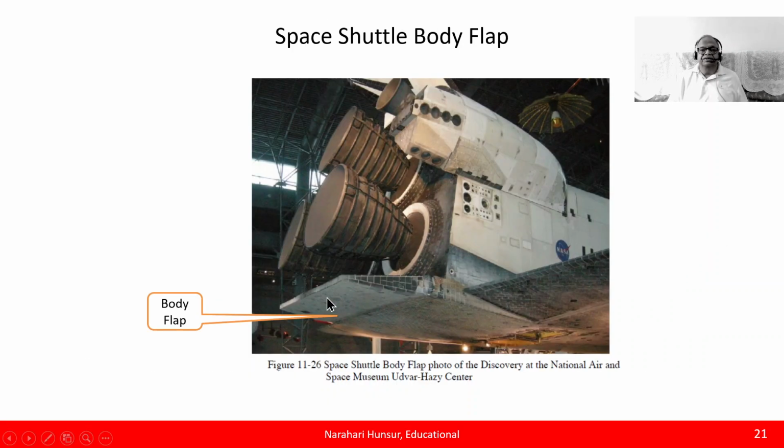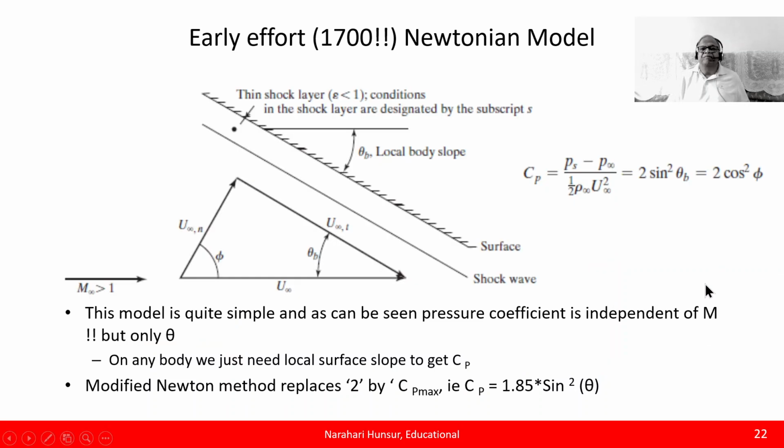Just interesting. This is the body flap I'm referring to, which had to be deflected at the maximum, and there was a hard stop. It could not go beyond 16 degrees. Luckily for them, it was okay, and they survived.